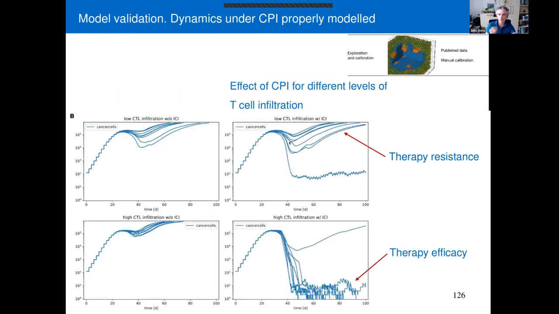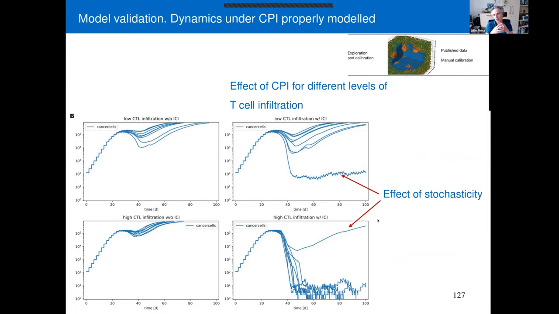In this other panel, we have what happens when you apply checkpoint inhibitor therapy and at the same time consider the level of cytotoxic T cell infiltration. As you see here, if you have a low level of cytotoxic T cell infiltration, our model simulations indicate that the tumor will be resistant to the therapy, and in most of the simulations the tumor continues growing. However, if you have a high level of cytotoxic T cell infiltration, in most of the simulations the tumor gets abolished, so you get a depletion of the tumor cells, and you can consider that these are the conditions in which the therapy actually works. And because our model is stochastic, there are some stochastic effects here, and not all the simulations will behave in the same manner.